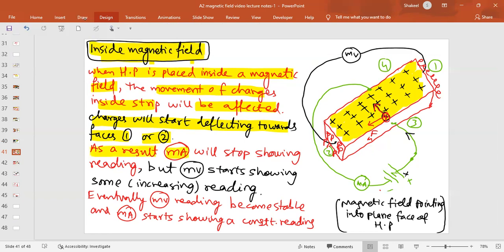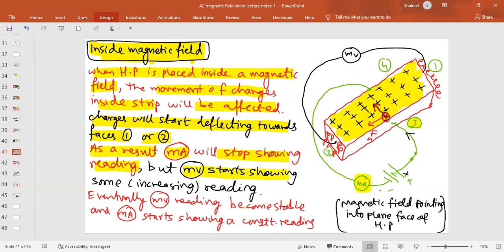Okay, so now let's go through. As a result, the milliammeter will stop showing you the reading. Now the milliammeter will not show you any reading because the charges which are entering the strip from phase 3 are not leaving from phase 4. They are actually deviating to phases 1 and 2.